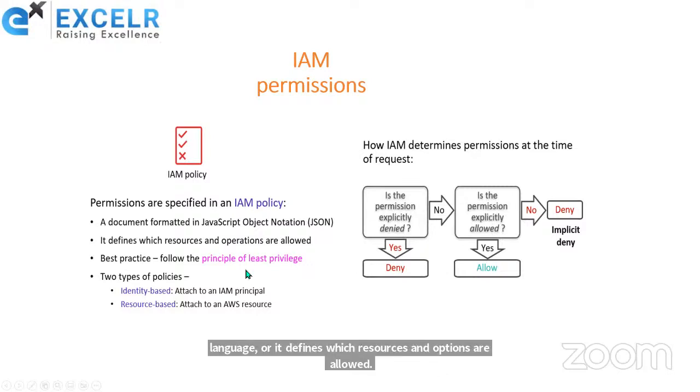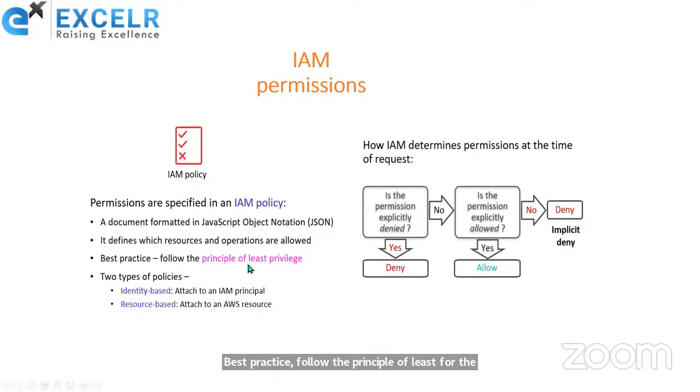It is always preferable, for security reasons, to give only the least level of permissions. We shouldn't always give admin level permissions. We should give only the least level of permissions based on the requirement of the project.